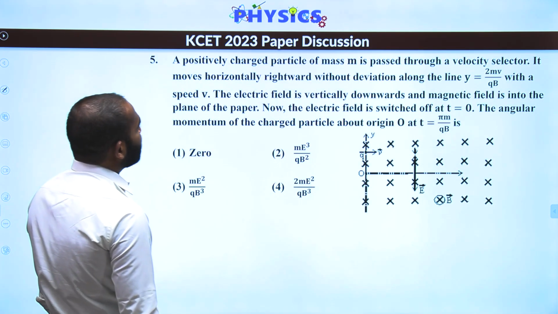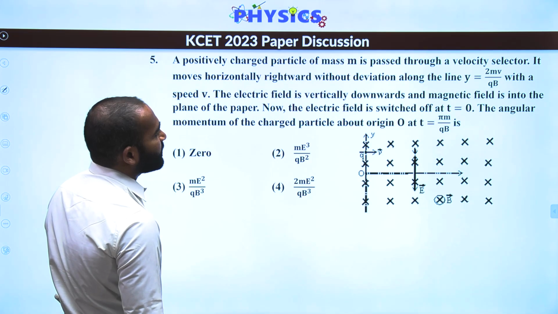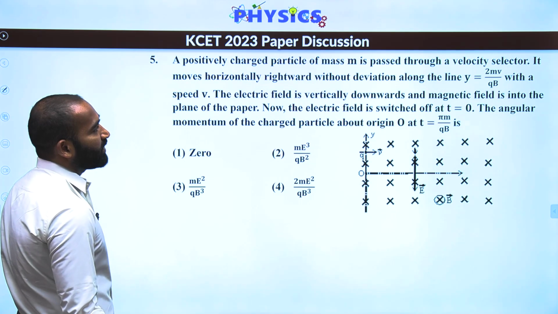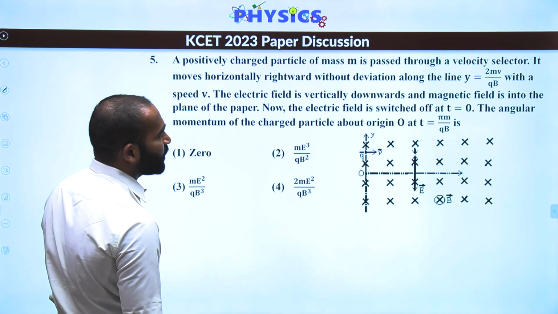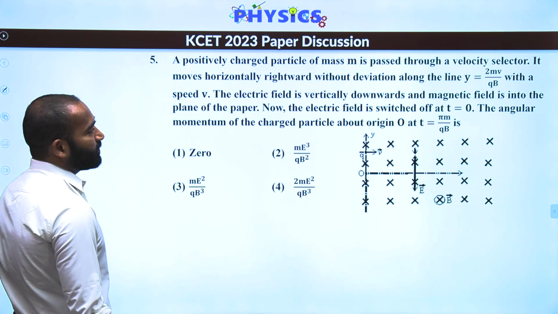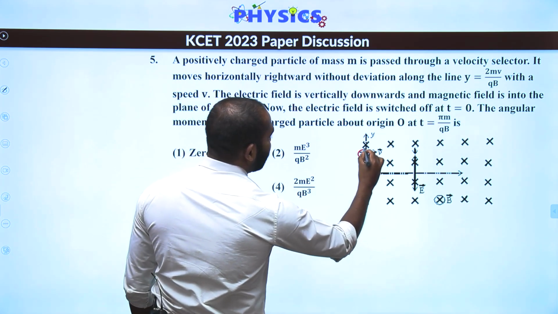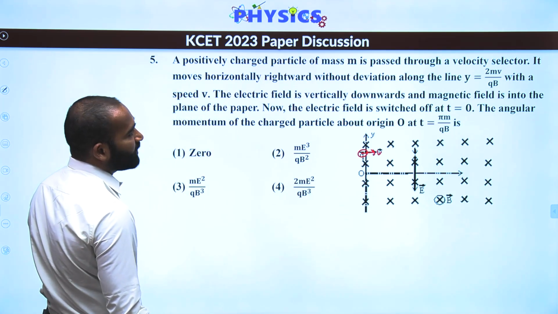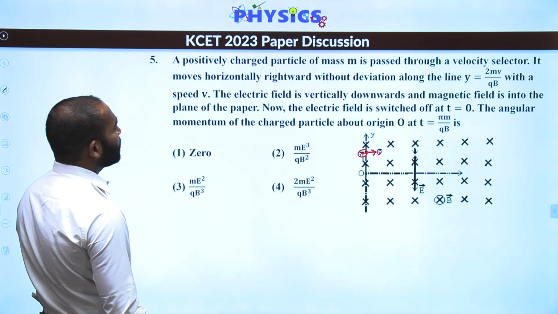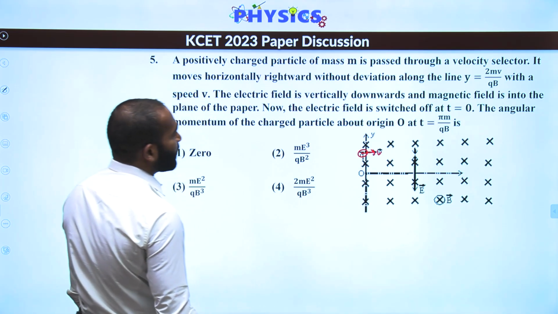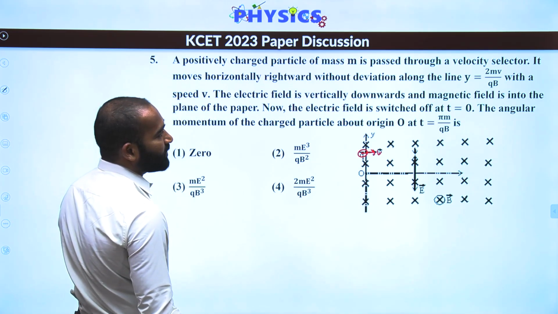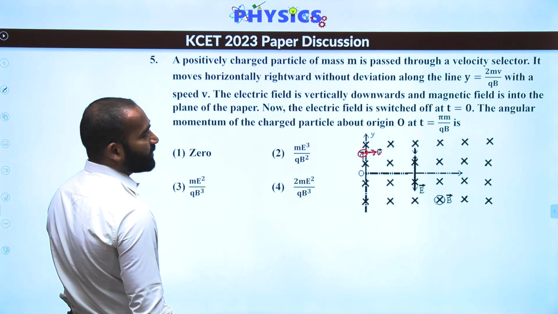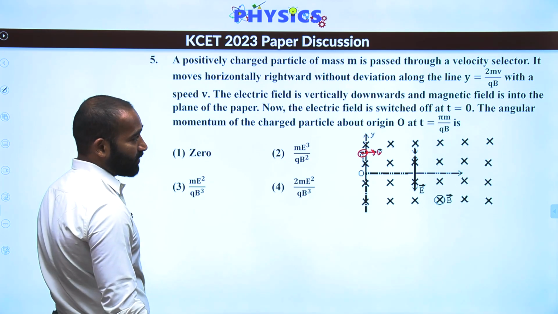Now, a positively charged particle of mass m is passed through a velocity selector. It moves horizontally rightward without deviation along the line y is equal to 2mv by qB, with a speed v, so that is already given here. So you have a charged particle which is moving with the speed v here, and the electric field is vertically downwards and the magnetic field is into the plane of the paper, as you can see in the picture. Now the electric field is switched off at time t is equal to 0. The angular momentum of the charged particle about origin O at t is equal to pi m by qB. Okay, that is the question.